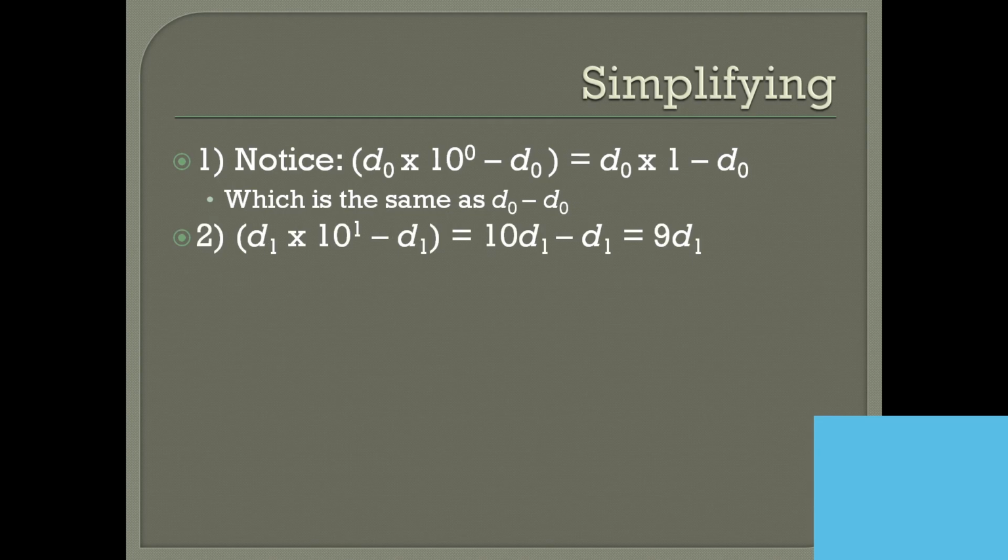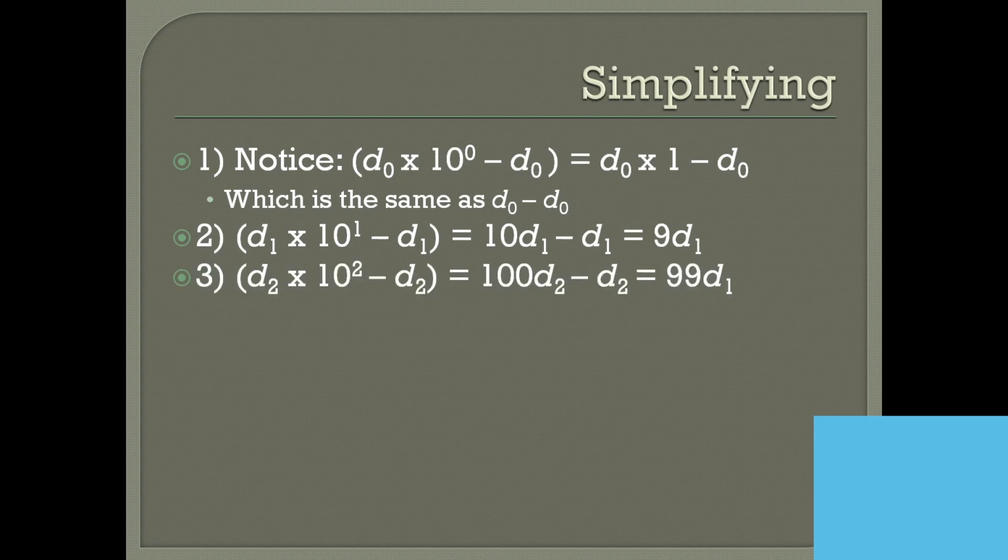Second, D1 times 10 to the first power minus D1. Well, since 10 to the first power equals 10, this is the same thing as saying we have 10 lots of D1 minus D1. Well, that's the same thing as just saying 10x minus x, and that gives us 9x. So this is the same thing as having 9 D1s. Do you see where I'm going with that?